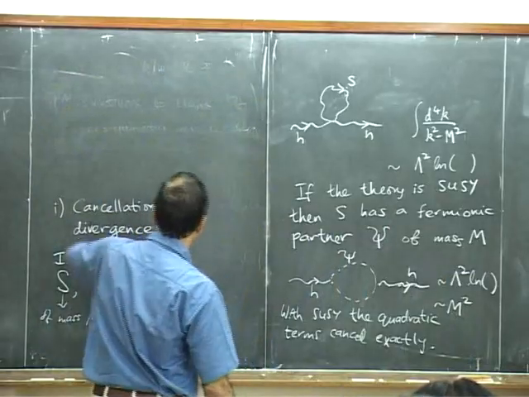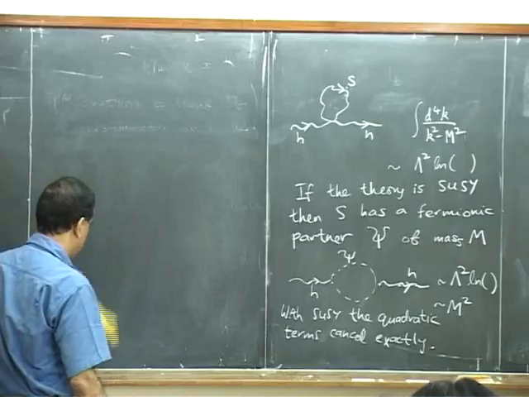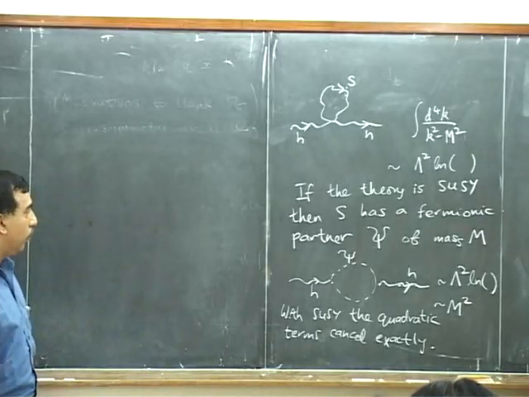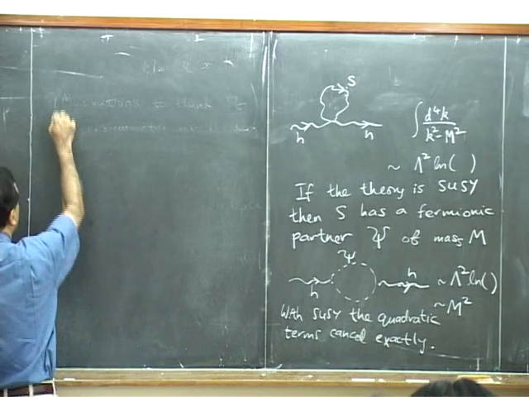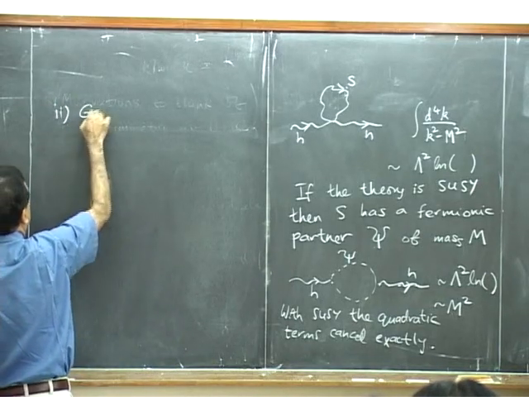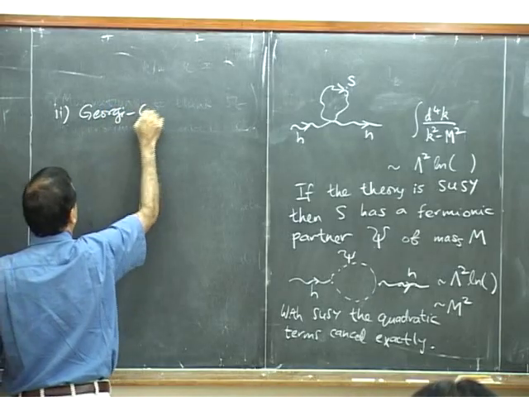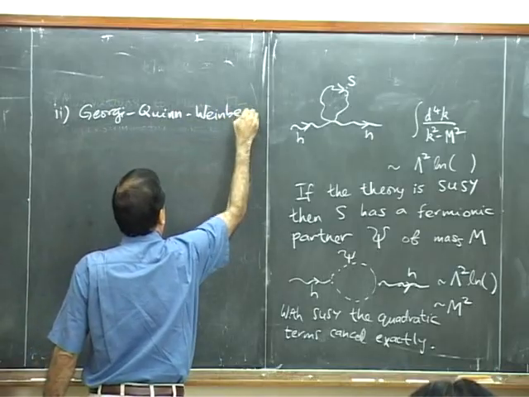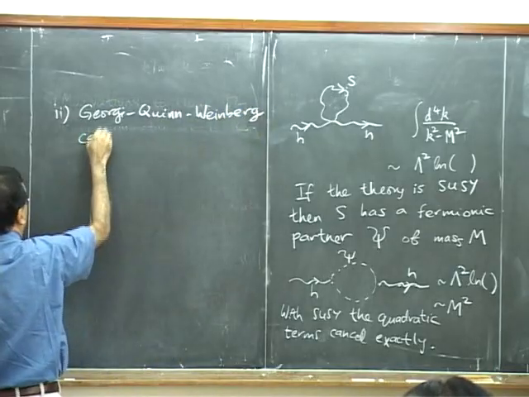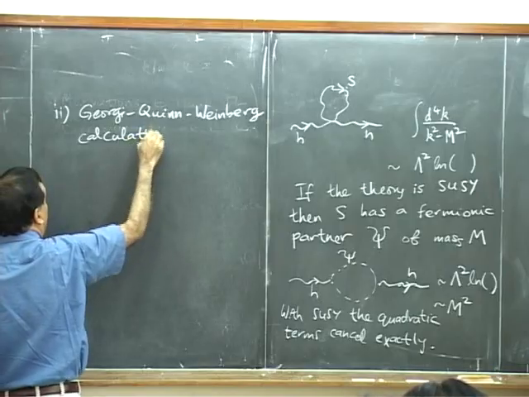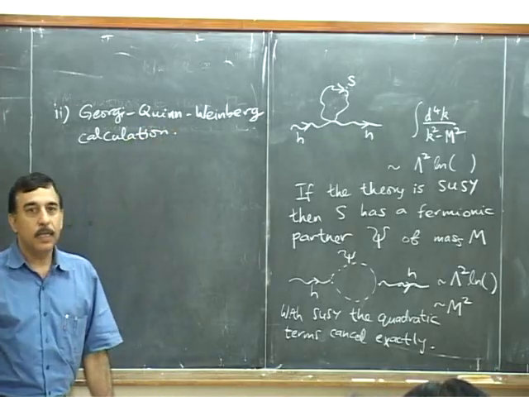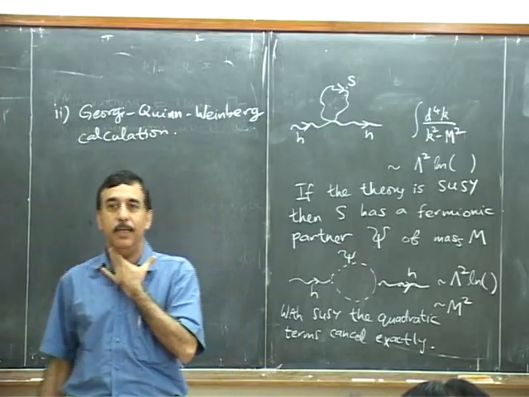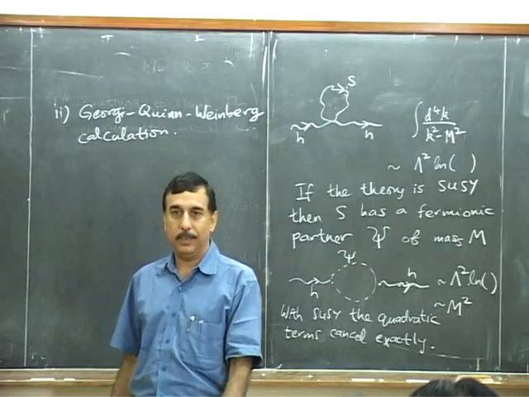Motivation 2 is again related to unification, but it's based on a rather striking miracle, which of course has been well known for at least a couple of decades. So this is the Georgi-Quinn-Weinberg calculation. Now, not being an expert on this, I can't tell you how robust this calculation is as a support of supersymmetry. It seems to support certainly the MSSM or something very close to the MSSM.